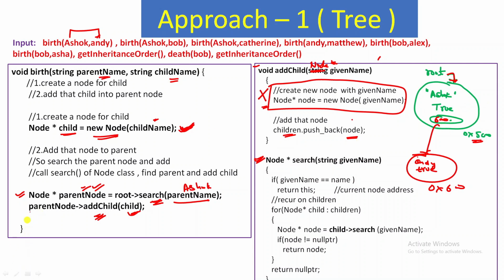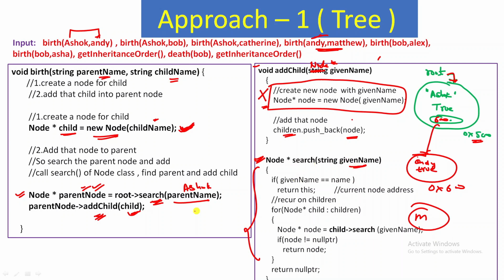If again the birth is called with some other name, let's say ND, Matthew, then what we will be doing here, ND and Matthew are being passed. So first we will be creating a node for the Matthew, and then we will be searching this ND. If you see the code of the search, this is the typical search in the tree data structure.